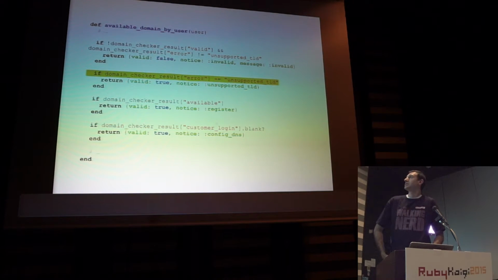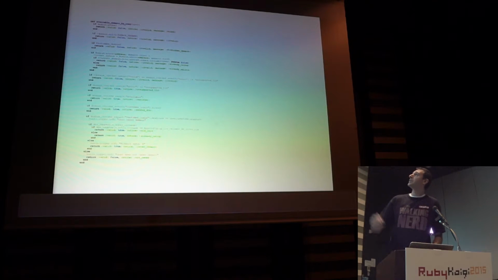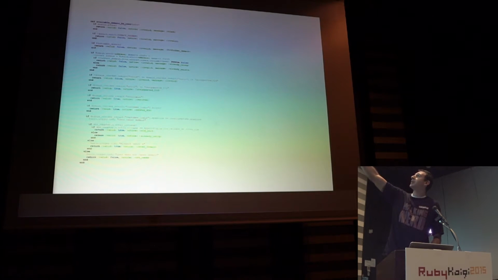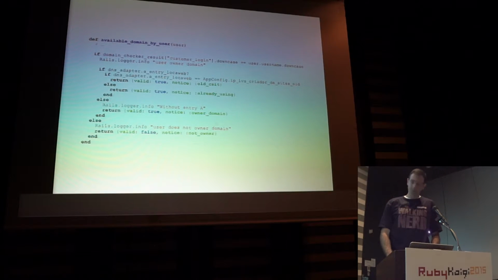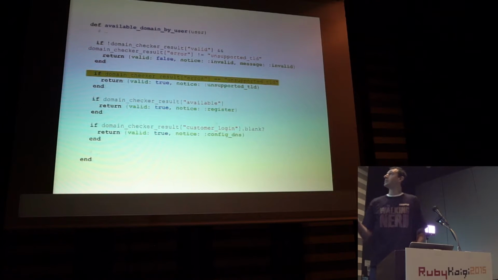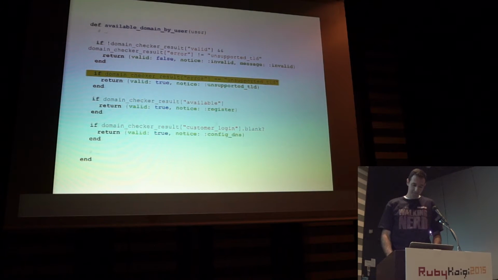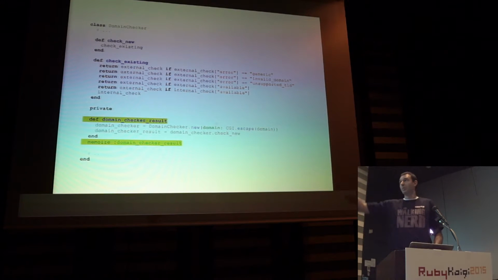domain_checker_result is a hash, but you can see here that this variable is not assigned inside this method. So where was this variable assigned? domain_checker_result, this hash. In fact, domain_checker_result is a method, a memoized method.